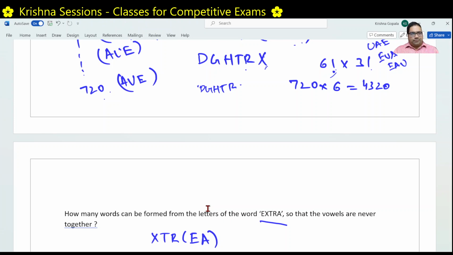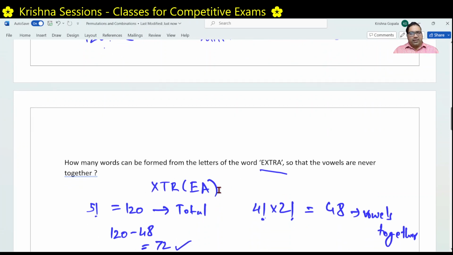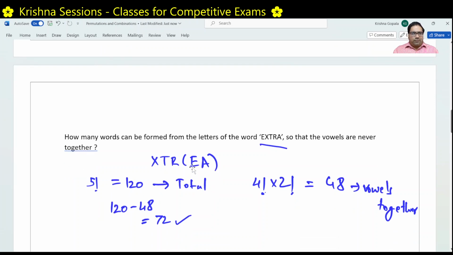Right. Let's assume again E and A are together. Then how many permutations are possible? In EXTRA, what are the total permutations that are possible? One, 2, 3, 4, 5. Five letters are there, right? We have five letters, all different, and we have five slots. So 5 factorial, simple. 5 factorial is 120. This is the total, right?